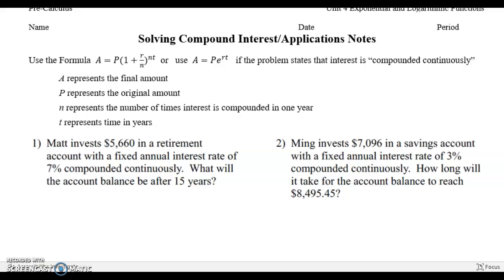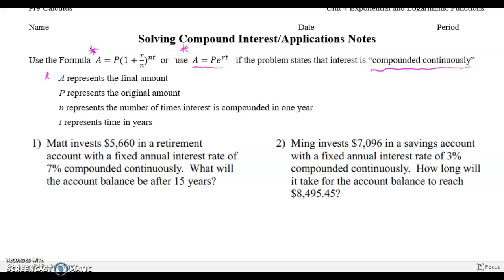Hi students, in this video we're going to discuss compound interest and problems that apply to compounding. And we have two formulas for compounding interest. A equals P times the quantity 1 plus r over n to the nt power, or A equals P times e to the rt power, which we commonly call the PERT formula. This PERT formula is used only when it says that your interest is compounded continuously, or anything is. If they use the word continuously, you use this formula, PERT.